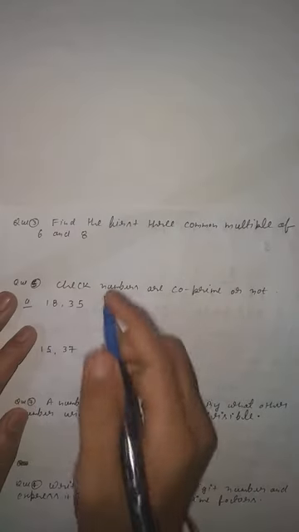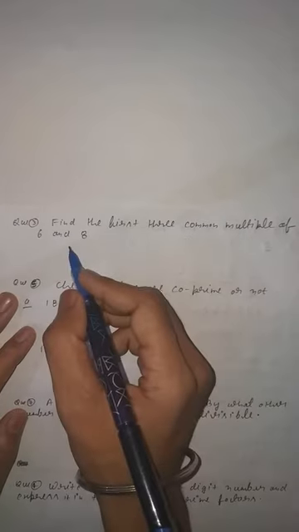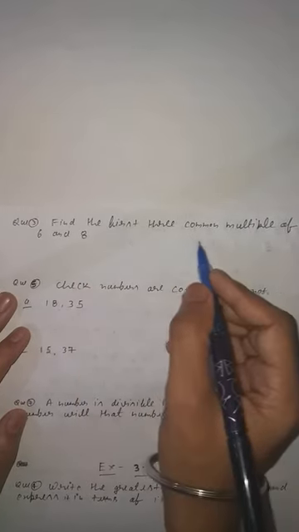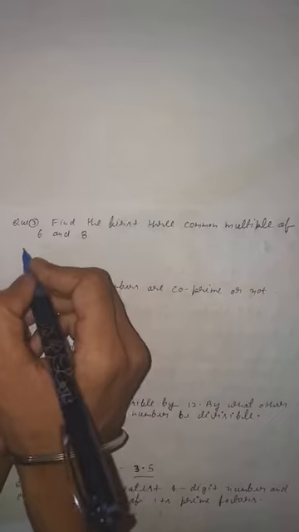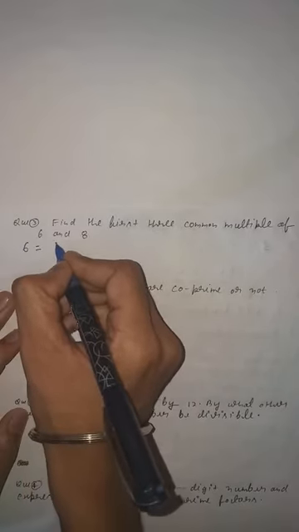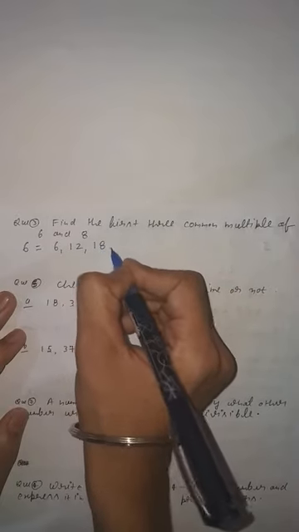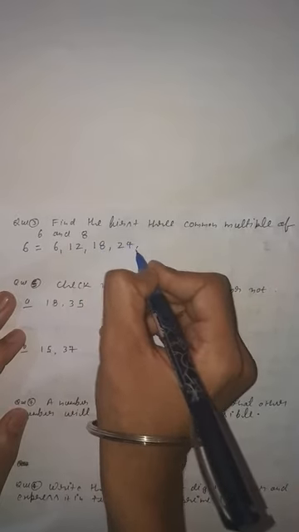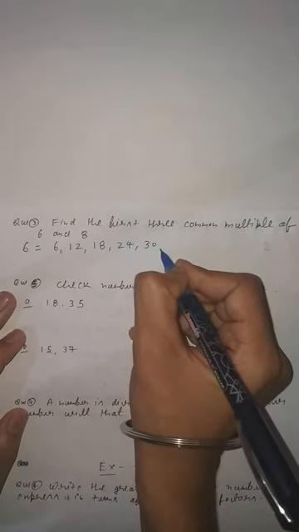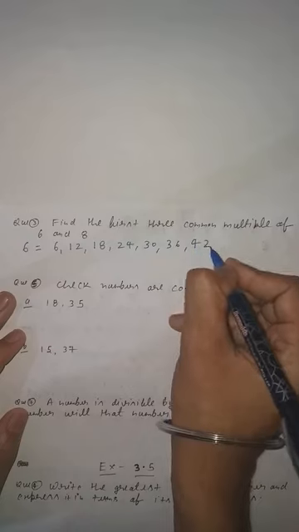Now students, our next question is find the first 3 common multiples of 6 and 8. Remember, here you have to find out common multiples. So what will you write down? First you will write down multiples of 6. So 6 1 is 6, 6 2 is 12, 6 3 is 18, 6 4 is 24, 6 5 is 30, 6 6 is 36, 6 7 is 42 and so on.